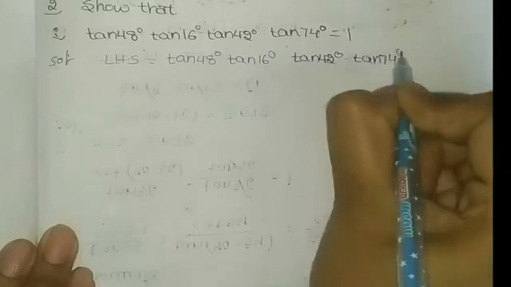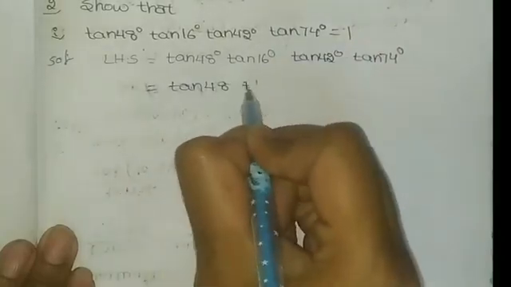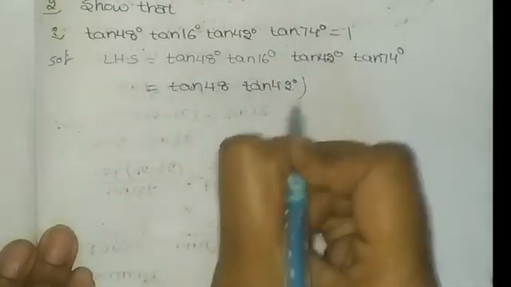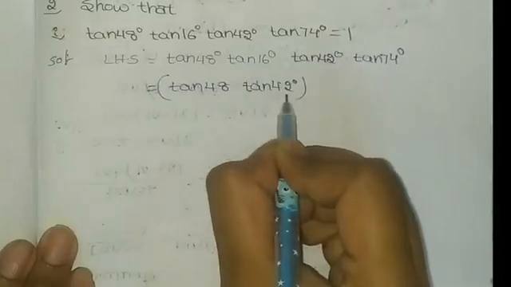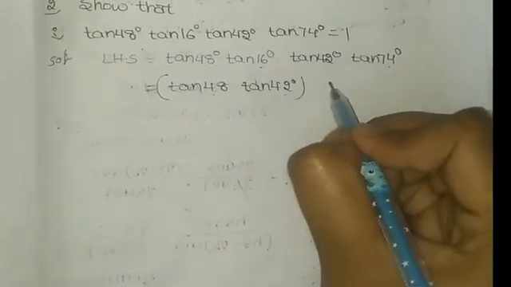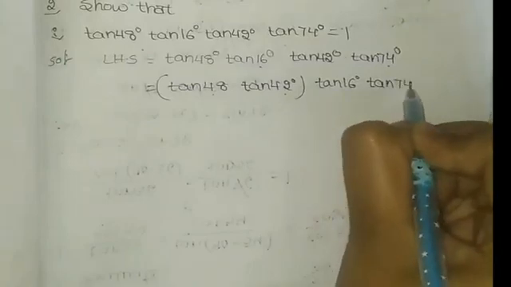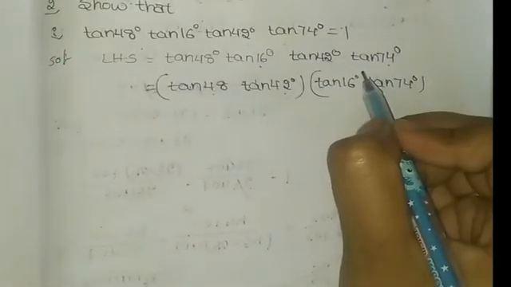I am writing tan 90 minus 42 as cot 42 from the formula tan 90 minus x is equal to cot x. And here also we have tan 90 minus x, which is equal to cot x. Here x is 74, so cot 74, tan 74. Tan 42, cot 42 is nothing but 1 by tan 42. Cot 74 is nothing but 1 by tan 74, into tan 74.